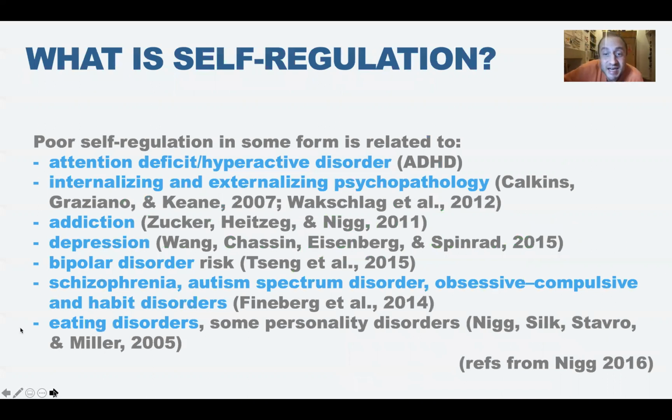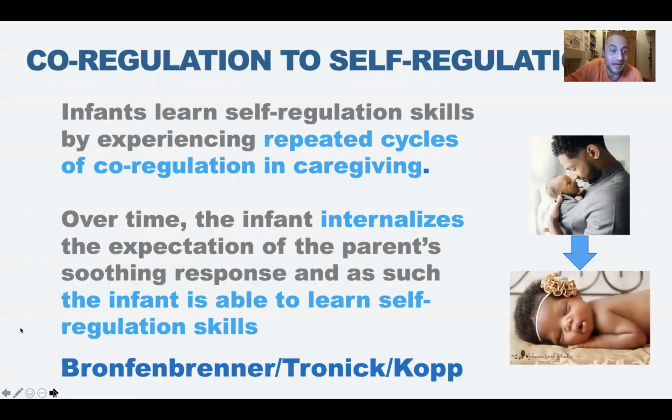We know that self-regulation is related to lots of different things. It's atypical in lots of different conditions. I'm not going to talk about that today; there are references in this paper here, but it's enough to make us think it's a really important topic. So what we're talking about today is the transition from co-regulation to self-regulation.